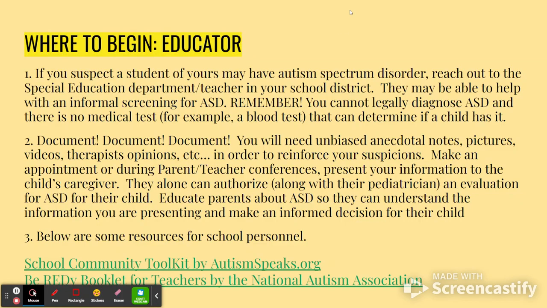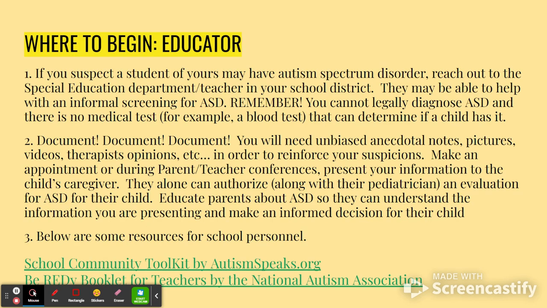Where to begin? Educator. 1. If you suspect a student of yours may have autism spectrum disorder, reach out to the special education department or teacher in your school district. They may be able to help with an informal screening for ASD. Remember, you cannot legally diagnose ASD, and there is no medical test, for example, a blood test, that can determine if a child has it.